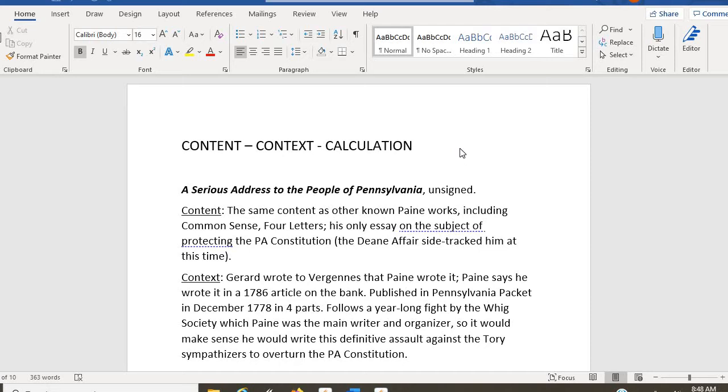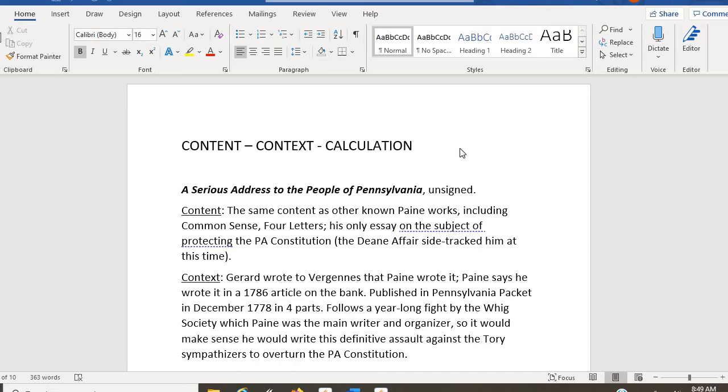The context is what immediately made Foner put this into his collected works. He discovered a letter from the French ambassador Girard to someone in France named Vergennes saying that Paine wrote this. Girard claimed that Paine wrote this particular article, which is a good clue, so we need to test it. Also, Paine himself says in an article written in 1786, an article on the bank, that he referenced A Serious Address to the People of Pennsylvania as his work. So that alone is enough to just put this in the collected works.